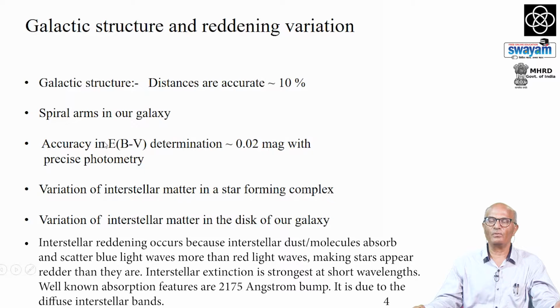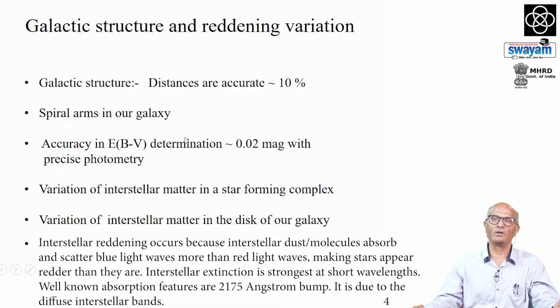Similarly, if we try to find out the accuracy of our color excess determination E(B minus V), in terms of magnitude it is about 0.02 magnitude, and this is with precise photometry. It means photoelectric photometry or charge coupled devices, where we have magnitudes measured to better than 0.01 magnitude. In that case, the typical uncertainty in the color excess determination is 0.02 magnitude.